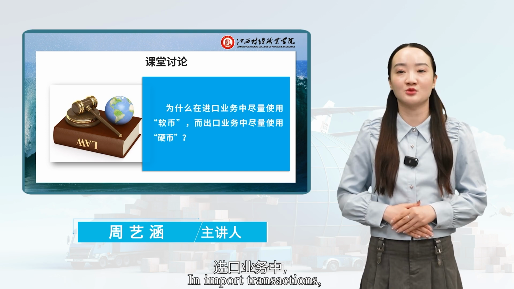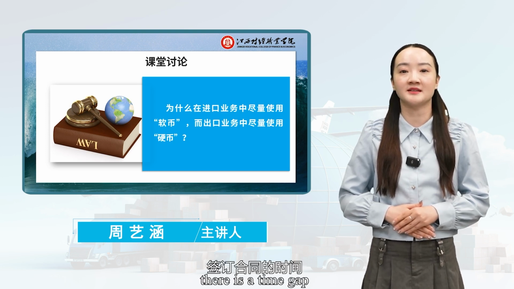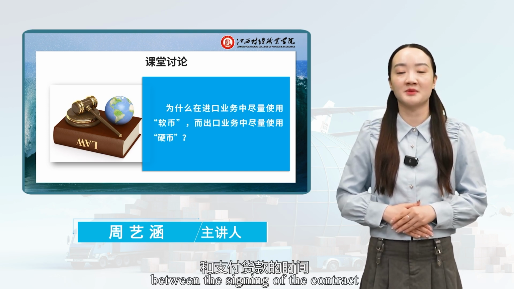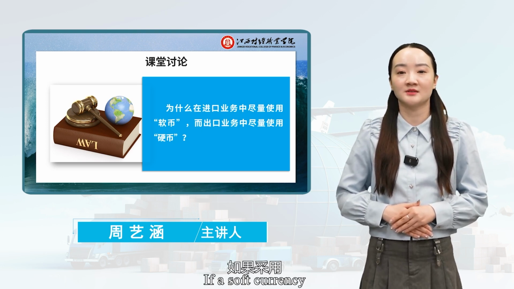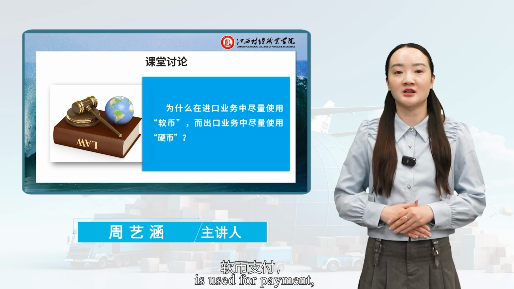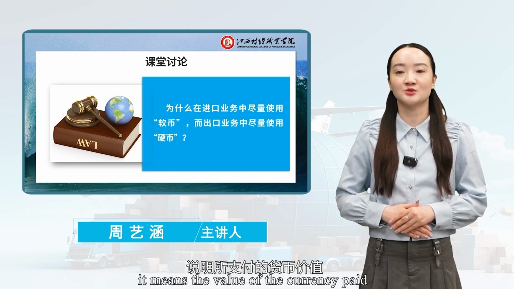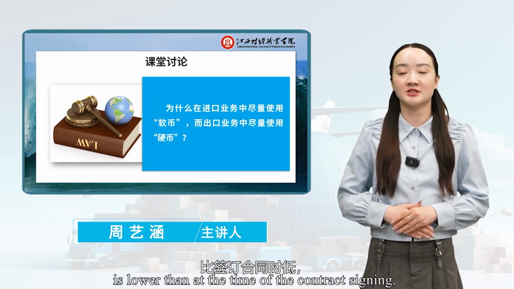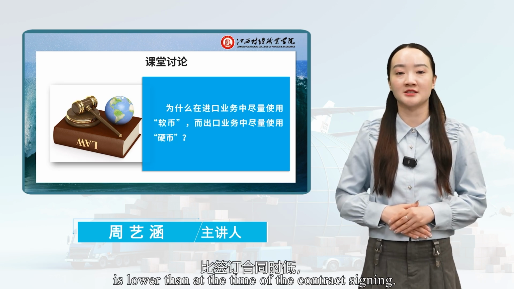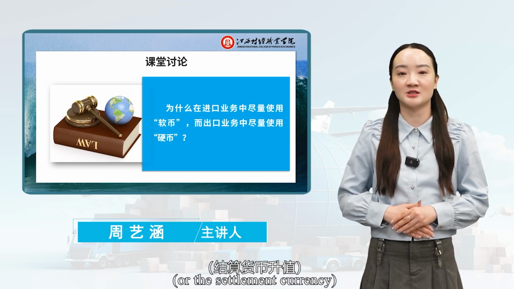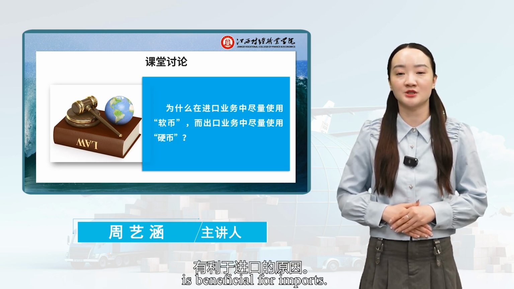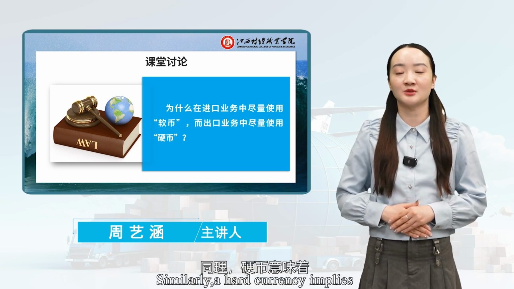In import transactions, there is a time gap between the signing of the contract and the payment for the goods. If a soft currency is used for payment, it means the value of the currency paid is lower than at the time of the contract signing. This is why the depreciation of the settlement currency is beneficial for imports.